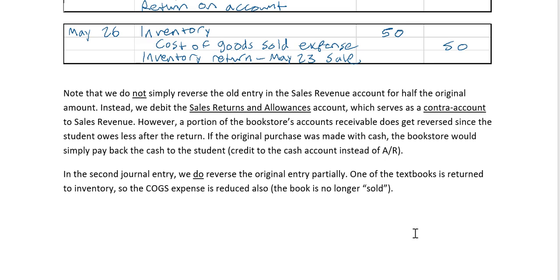In the second journal entry, we do reverse the original entry partially with respect to the dollars or numbers. One of the textbooks is returned to inventory, so the COGS expense is reduced. Also, the book is no longer sold.